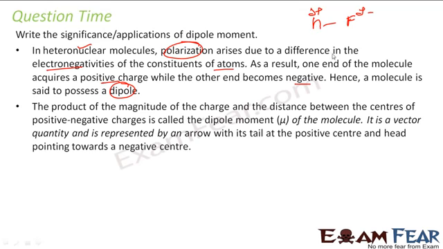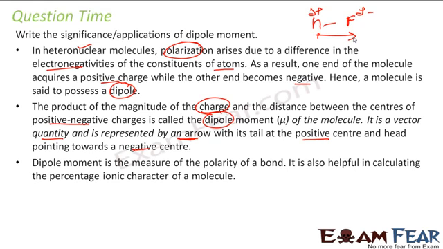So this is a dipole here, and the product of the magnitude of this charge and the distance between the centers of positive and negative charge is called the dipole moment of the molecule. It is a vector quantity represented by an arrow with the tail pointing to positive and the head pointing towards negative. For example, in this case, I'll have something like this. This will be my tail, this will be my head towards negative. Correct? And this is generally the measurement of polarity of a bond. It is helpful in calculating the percentage of ionic character in a covalent bond or in a molecule. Correct?